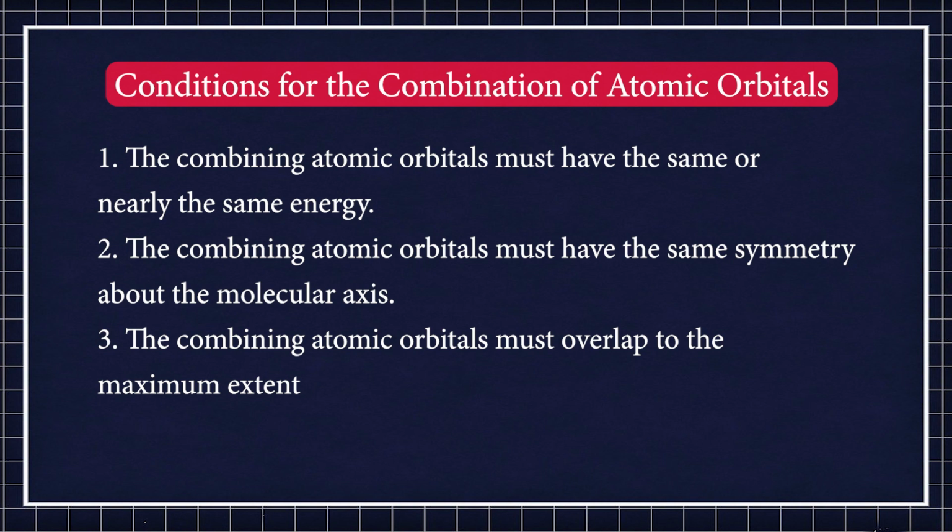Third one is, the combining atomic orbitals must overlap to maximum extent. Greater the extent of overlap, the greater will be the electron density between the nuclei of a molecular orbital.